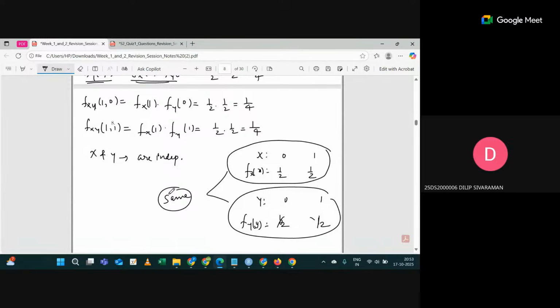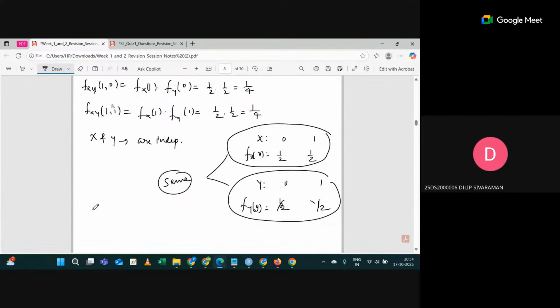But in the case of binomial, they may not be the same, right? Like 0 could have probability half, and 1 could be 3/4, whatever. Don't go with this.